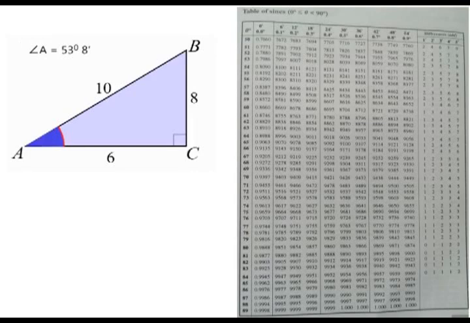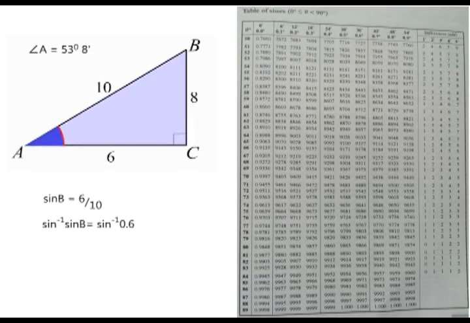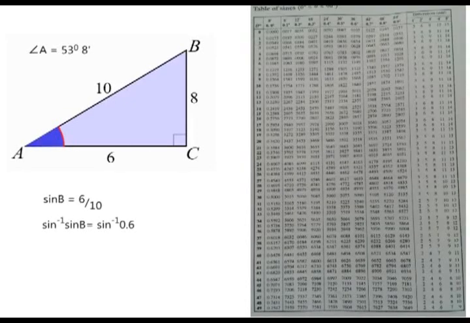Now to B. Sine B is equal to 6 over 10. That gives us sine B is equal to 0.6. Sine inverse of sine B is equal to the sine inverse of 0.6. B is equal to, we go to the tables. 0.6 is not anywhere. The closest small number is 0.5990, and that's the sine of 36 degrees and 48 minutes.